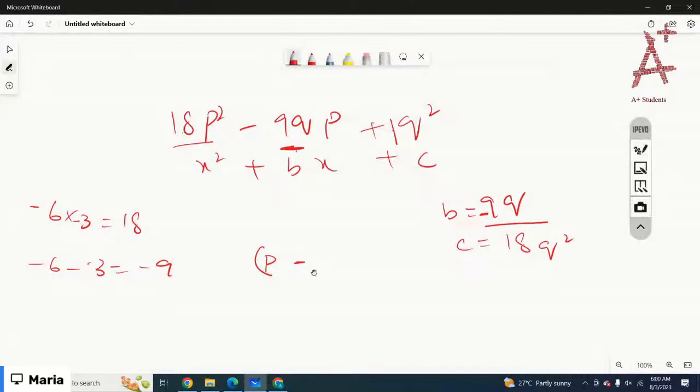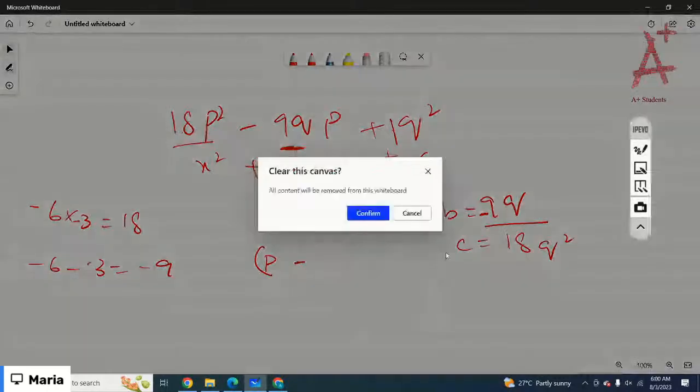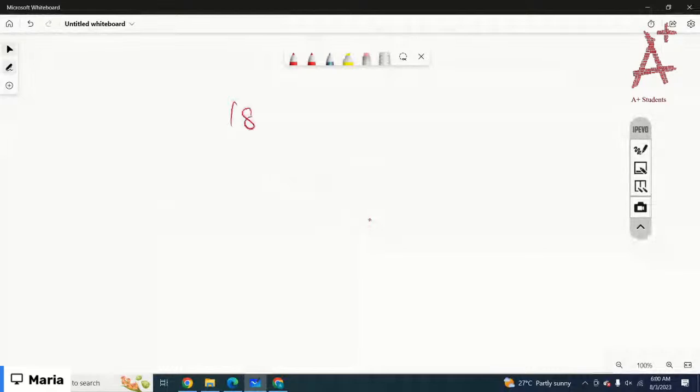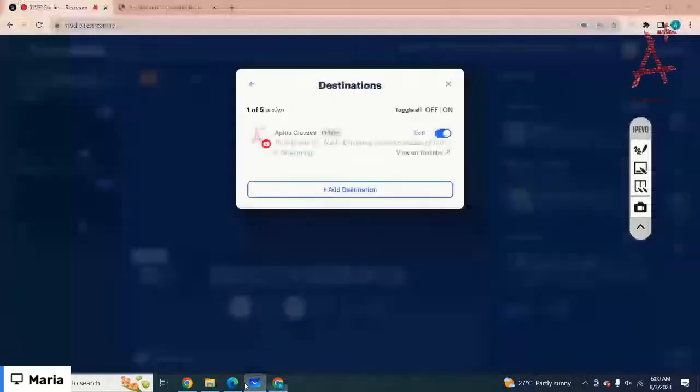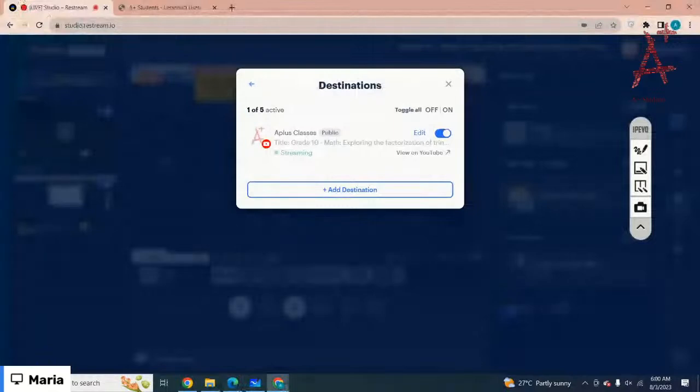Okay, let me explain once again. 18p square, sorry, I'm a bit confused. 18p square minus 9q.